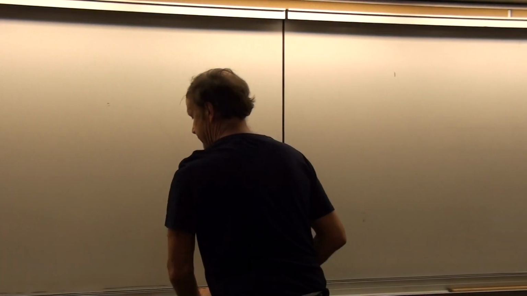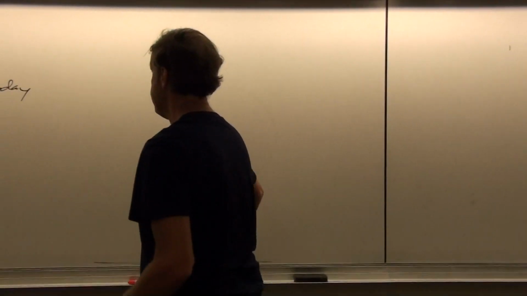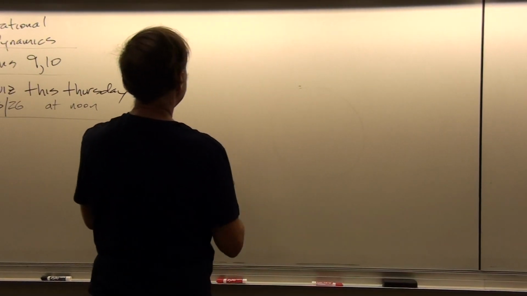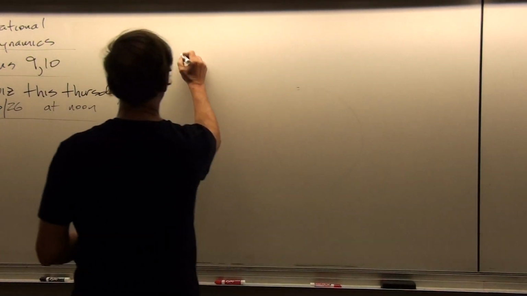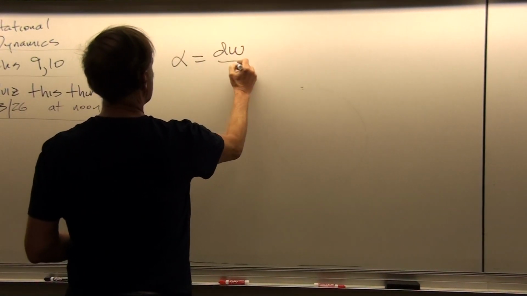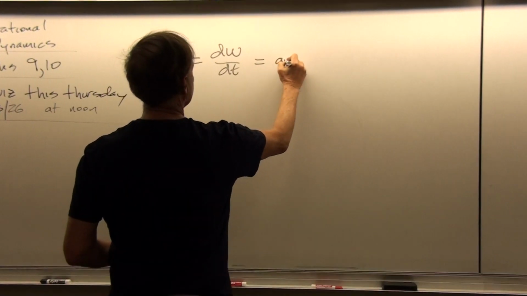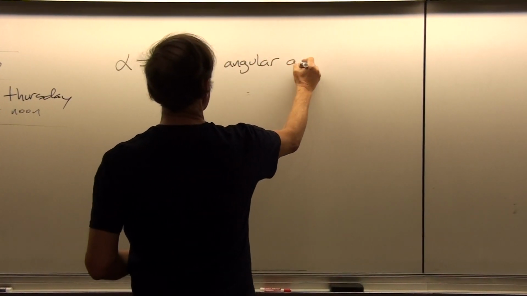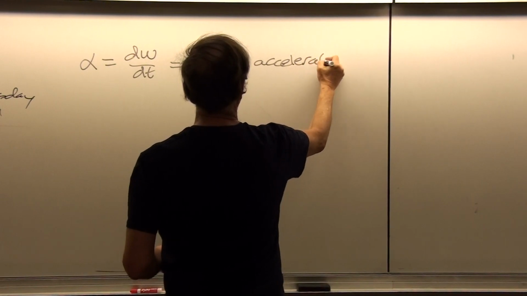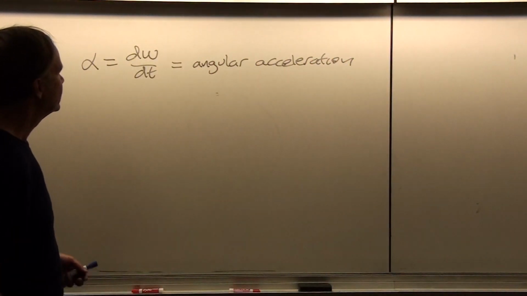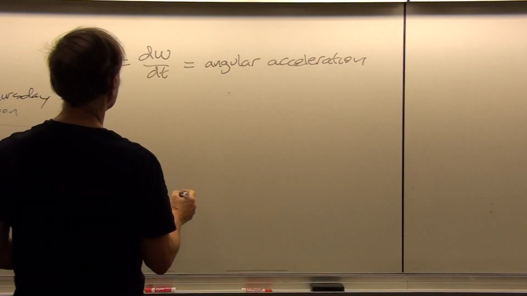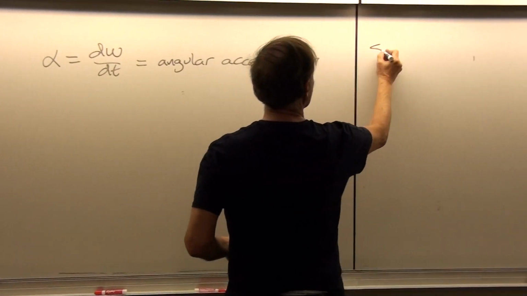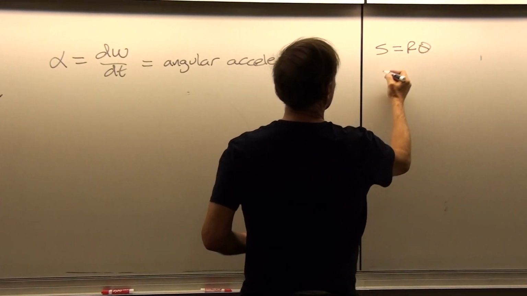So let's allow then for changes in omega. We'll define alpha to be equal to d omega dt, and that'll equal our angular acceleration, which is just simply the time derivative of omega. All right, and let's remember then that, and we'll keep this over here so that we remember it.